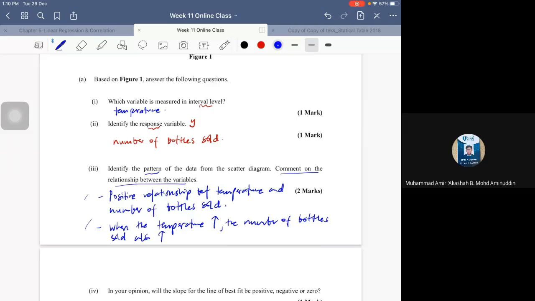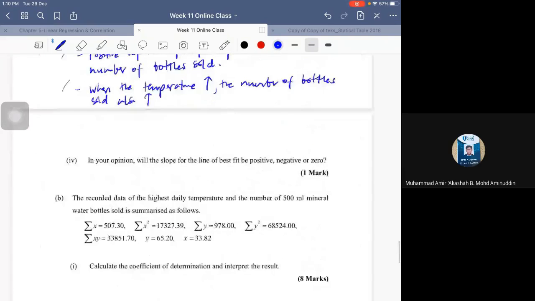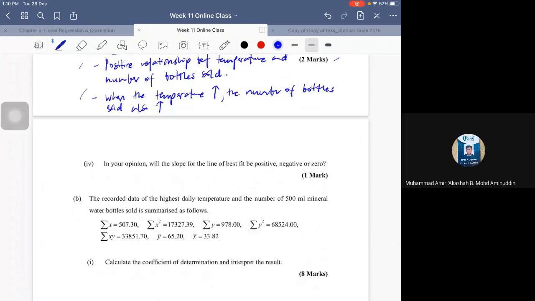So that is going to be the comment. By just saying those two, you will obtain 2 marks. And then the next question says, in your opinion, will the slope for the line of best fit be positive, negative, or 0? So the slope, the gradient, when you sketch a linear graph, could either be positive, meaning going up, or negative, which is going down, and it could also be 0. So what does a gradient of 0 actually mean?